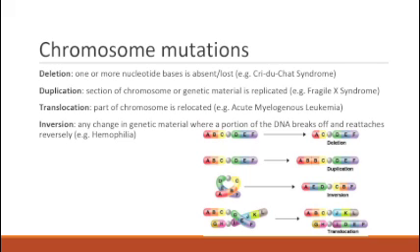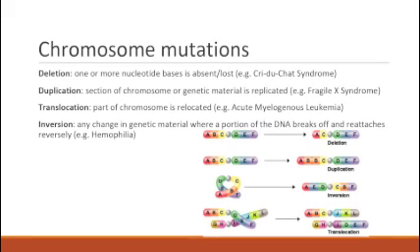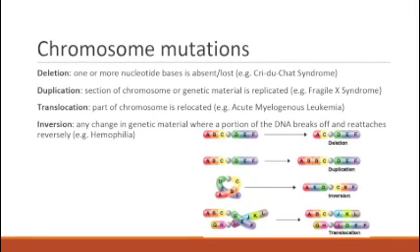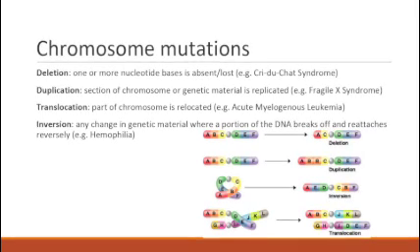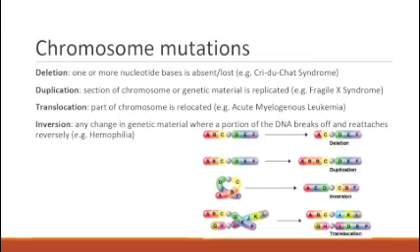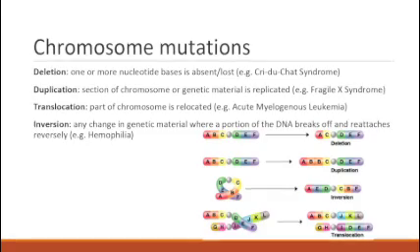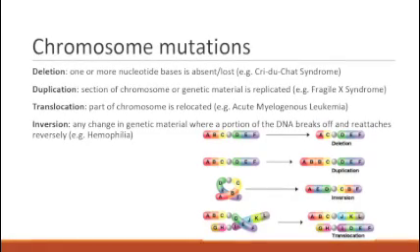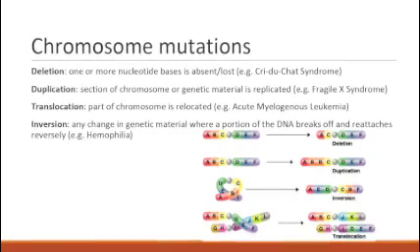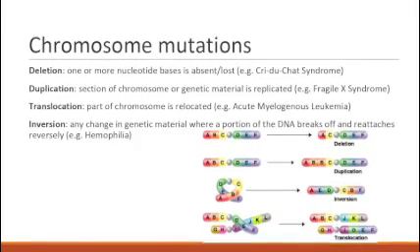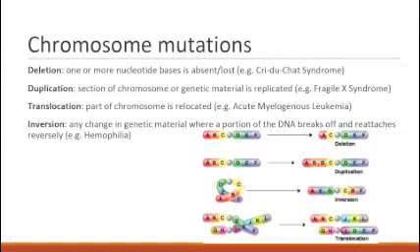There are four basic types of chromosome mutations, with the first example being a deletion. In deletion mutations, one or more nucleotide bases are absent or lost from the DNA sequence. An example of this would be Kreutzfeldt syndrome, where there is a deletion on chromosome 5, causing a cat-like cry and severe intellectual disabilities in those affected. The next mutation is duplication, where a section of a specific chromosome or genetic material is replicated. An example of this is Fragile X syndrome, where there are duplications on the X chromosome causing cognitive impairments.